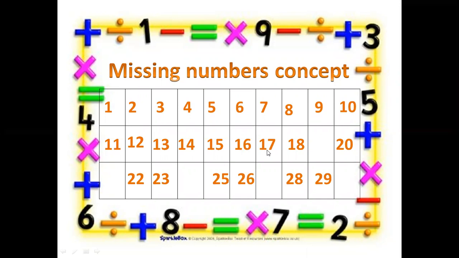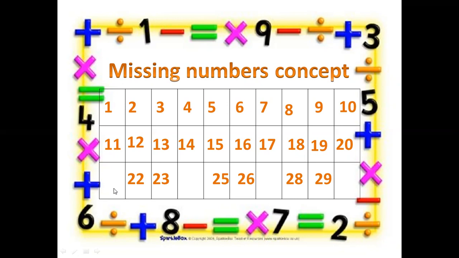After 16, 17, 1, 7, 17. And after 17, 18, 1, 8, 18. But again, after 18, the number is missing. 19, 1, 9, 19. After 18, the number is 19. And after 19, 20. After 19, the number is 20. 20 is called 20. Now after 20, again the number is missing.